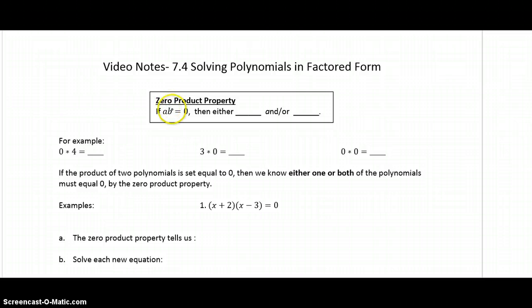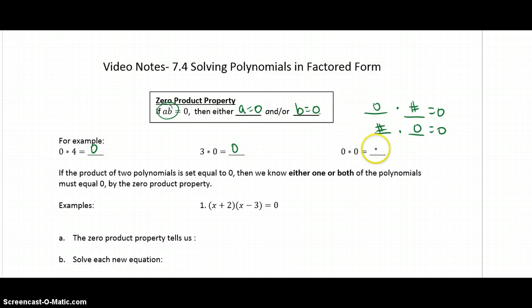First of all, let's talk about when you multiply two numbers and your result is 0. Either the first one was 0 or maybe the second one was 0. It doesn't even matter what the other one was, because when we multiply by 0, our result is 0. So either A is 0 or B is 0. For example, 0 times 4 is 0, 3 times 0 is 0, and 0 times 0. Maybe they're both 0. We still get 0.